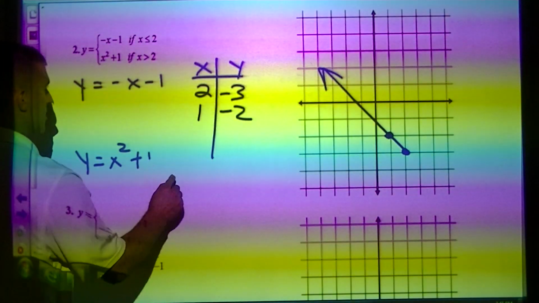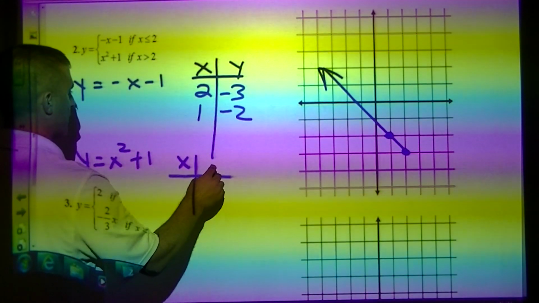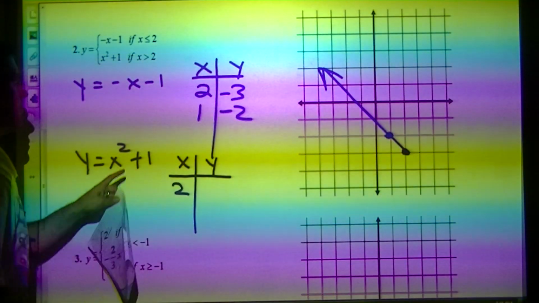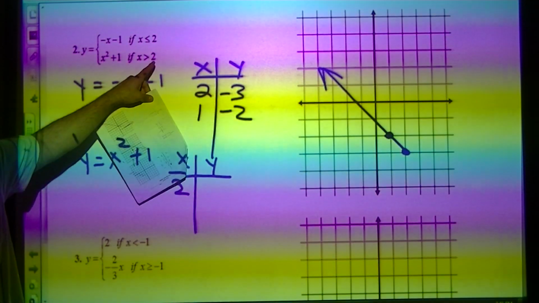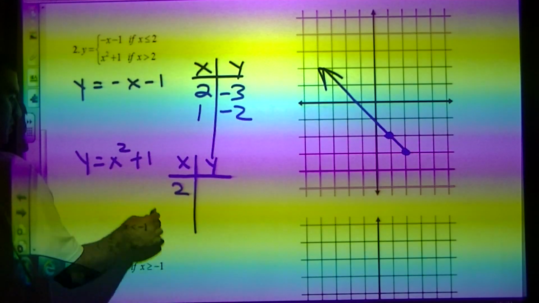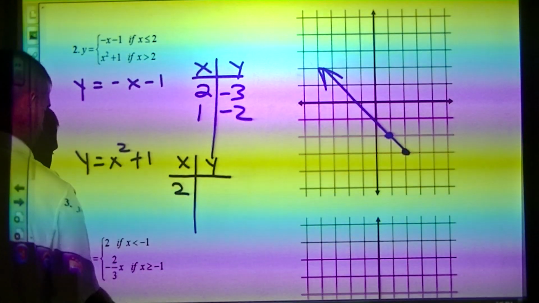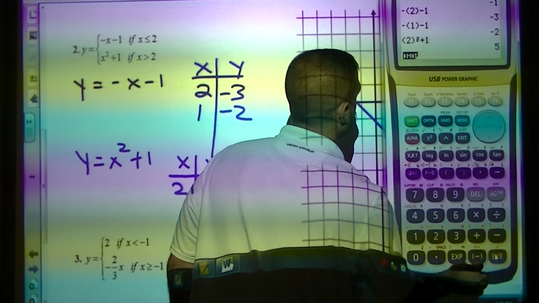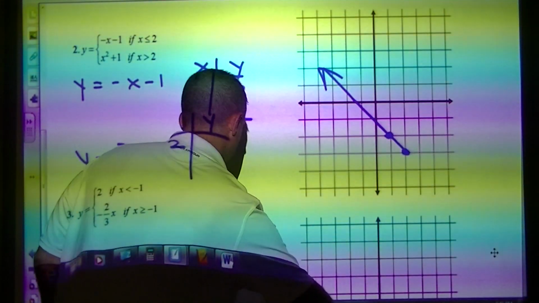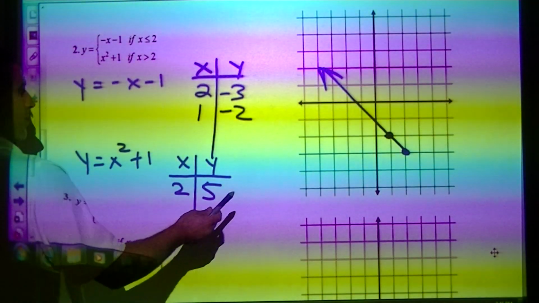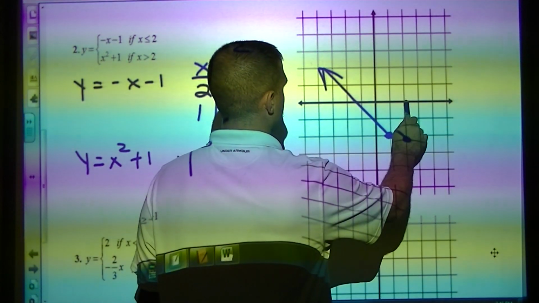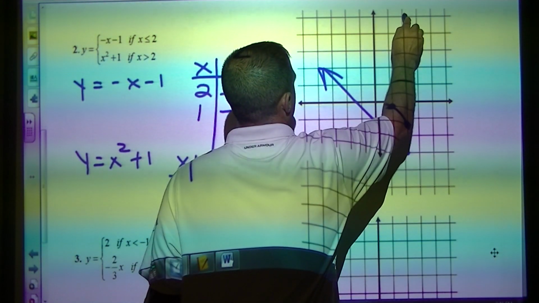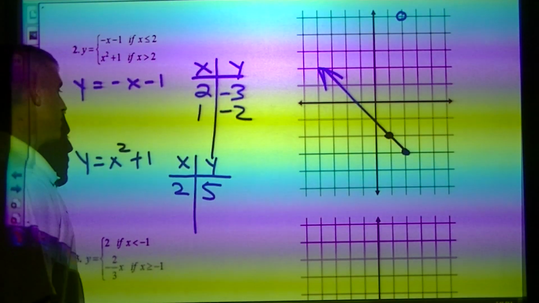The next one is a quadratic, plus 1. So I'm going to take that first point of 2. Since that doesn't have a line underneath it, I've got to check. If I put 2 in there, 2 squared plus 1 would give me 5. So 2 over, 5 up. I'm going to put a little open circle there.